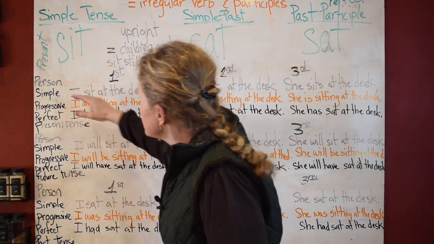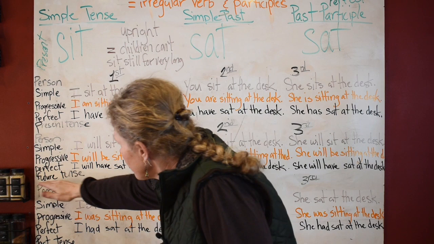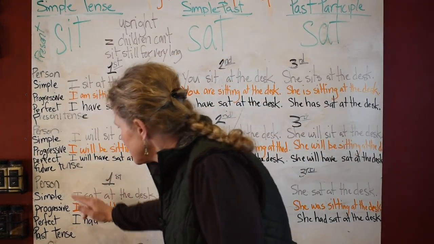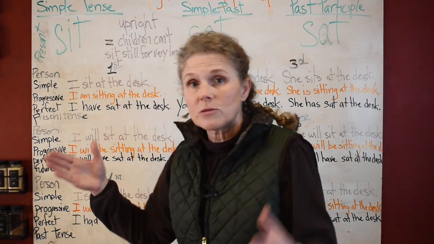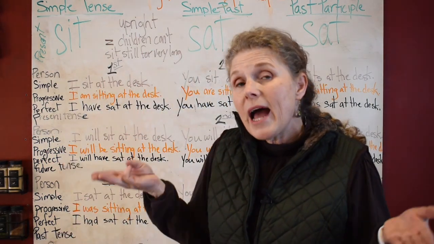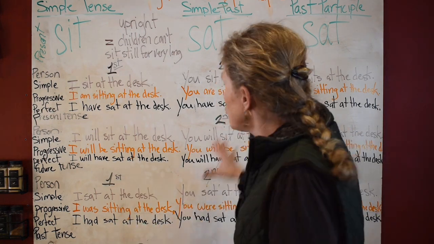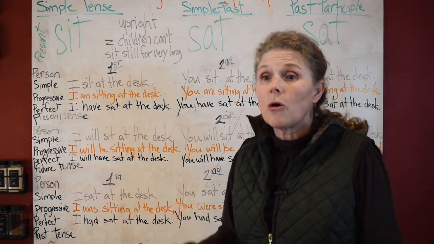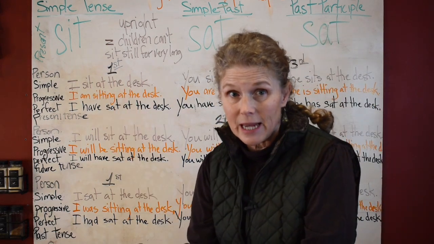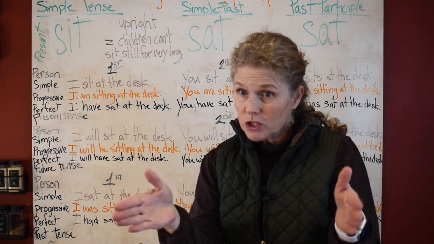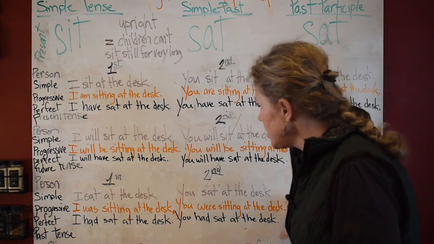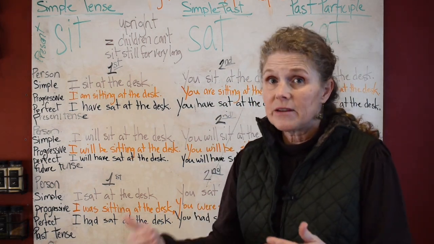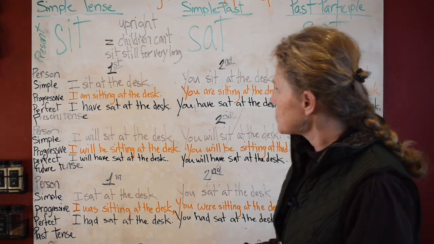Present tense, we have the simple, progressive, perfect. Future tense, simple, progressive, perfect. Past tense, simple, progressive, perfect. Guess what? We have 3 more tenses. So you need to understand these tenses before you go into the next 3 tenses. Okay? So just remember that these really need to be pretty solid for you to understand the next set of tenses that we're going to go into.